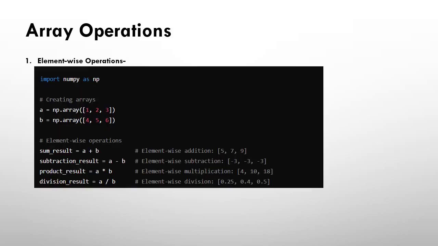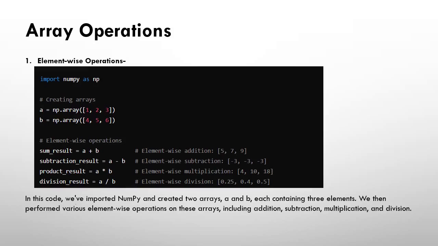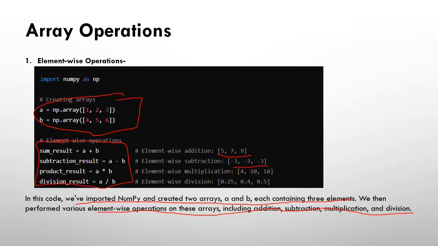Now we will see some array operations, starting from some element-wise operations. In this code, we've imported NumPy and created 2 arrays A and B, each containing 3 elements, as we can see over here. And we then performed various element-wise operations on these arrays, including addition, subtraction, multiplication, and division. So these are pretty basic element-wise operations we have performed over here. And these are the respective outputs that we will get for each element-wise operation.